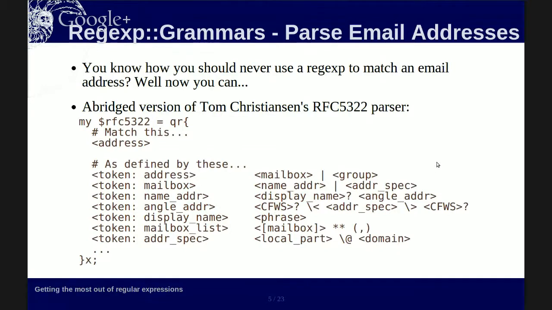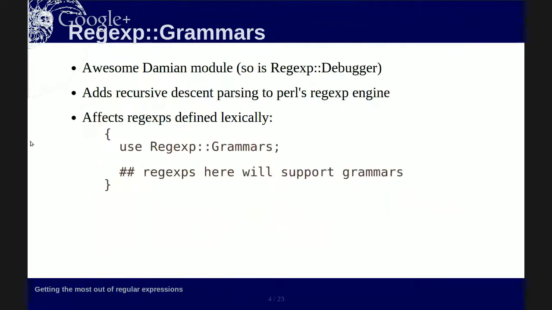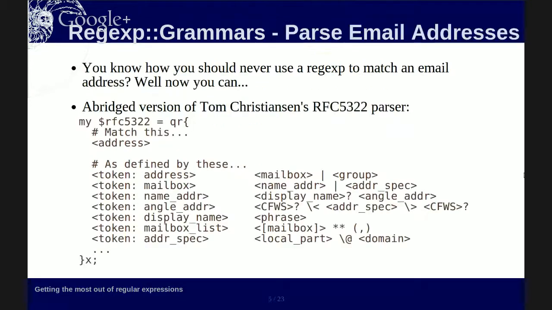Sorry, I skipped over this in the previous slide. All you have to do to use regex grammars is, in a curly brace scope, just use regex grammars, and all of the regexes inside that scope will have grammar support if you want to use them. Here you just go qr to create a new regex, and I've put the x modifier down here so I can put comments and white space in, and then I just say match an address.